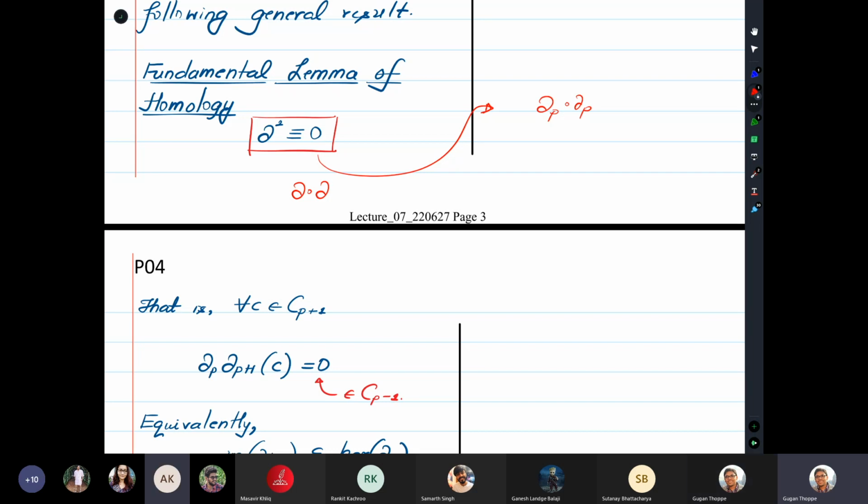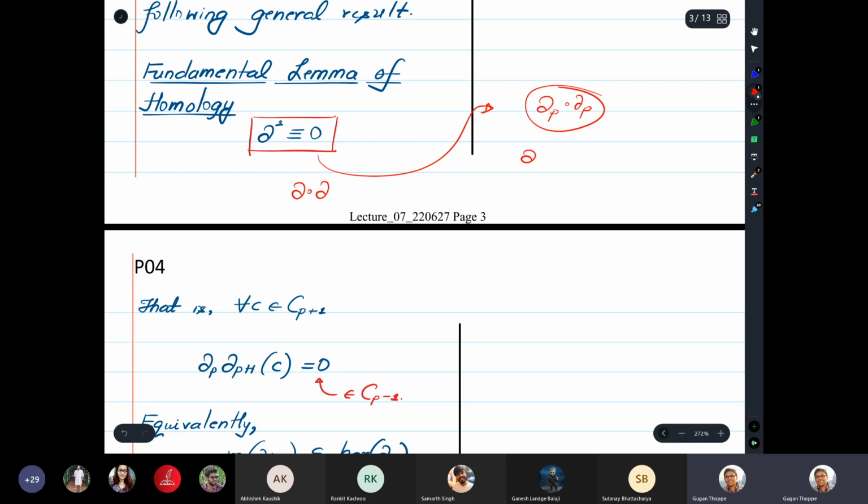That domain is different, so we cannot. Very good, thank you. That's a very short and correct answer. So you cannot apply ∂_p back to back, right? So why can we not apply?